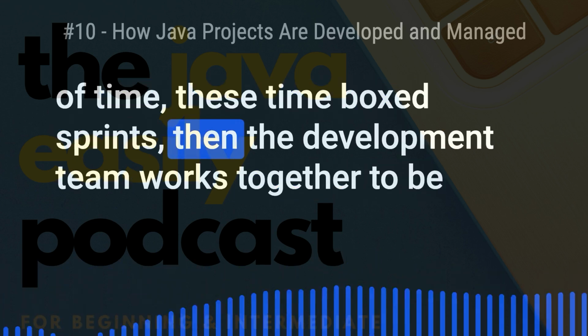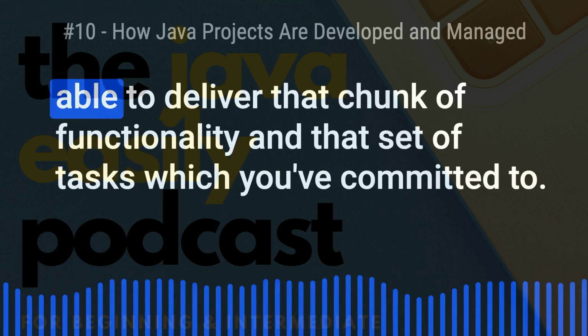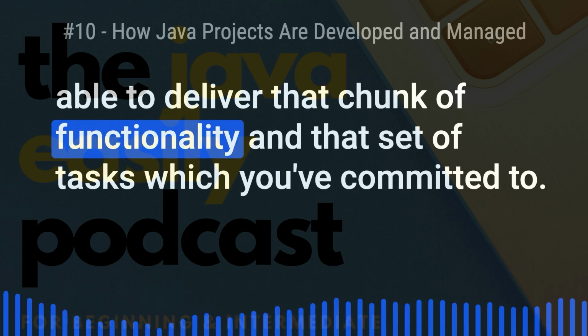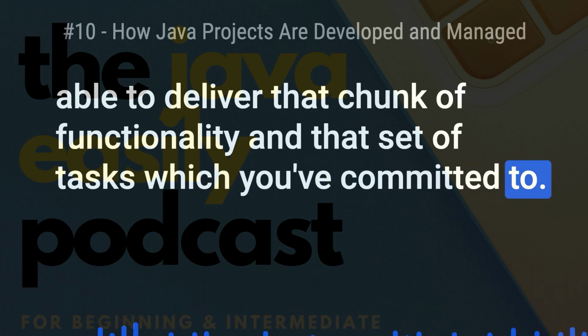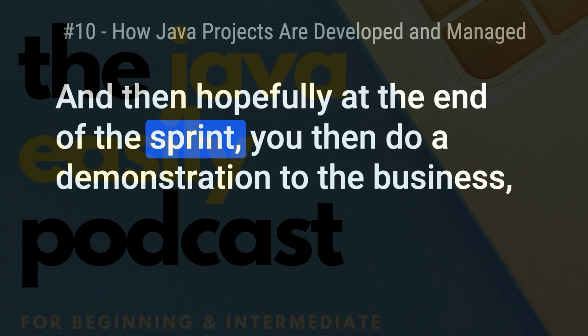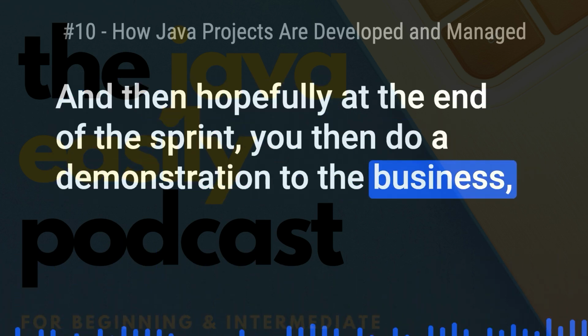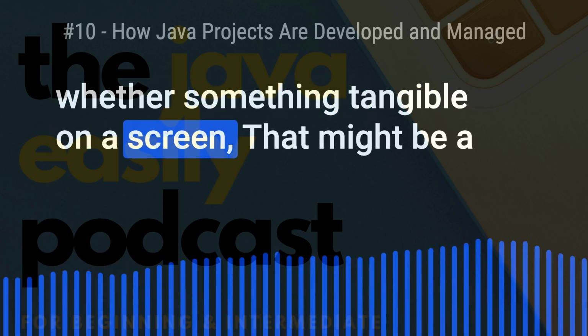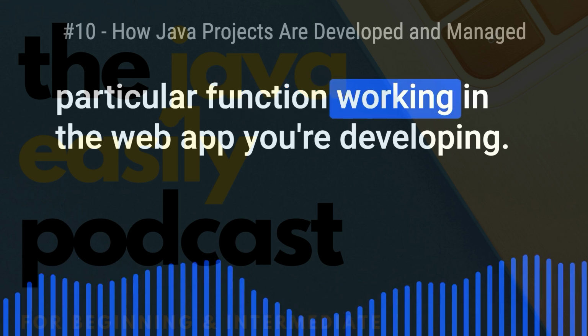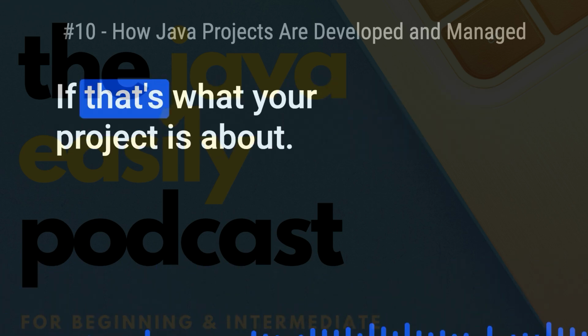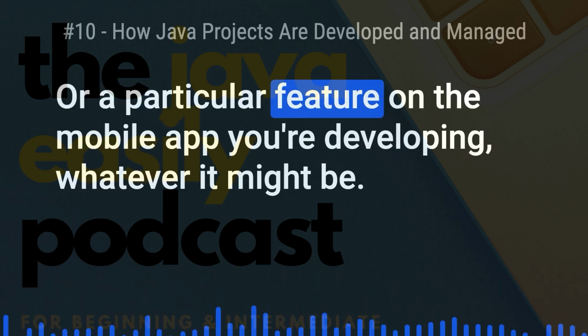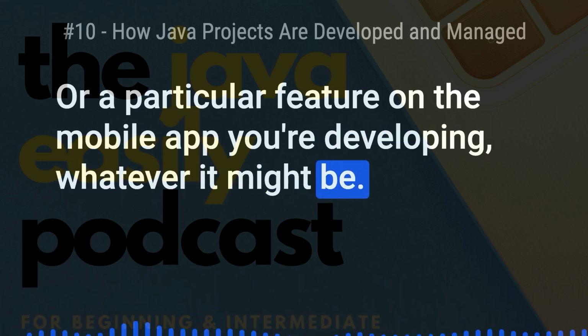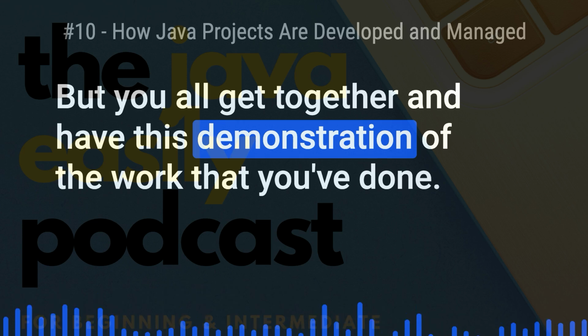But ultimately, you plan out the work for delivering a product in equal chunks of time, these time-boxed sprints. Then the development team works together to be able to deliver that chunk of functionality, or that set of tasks which you've committed to, and then hopefully at the end of the sprint, you then do a demonstration to the business where there's something tangible on a screen. That might be a particular function working in the web app you're developing, if that's what your project is about, or a particular feature on the mobile app you're developing, whatever it might be. But you all get together and have this demonstration of the work that you've done.